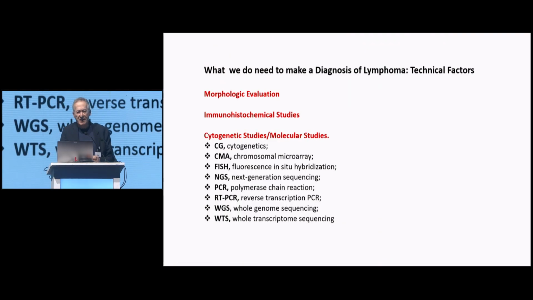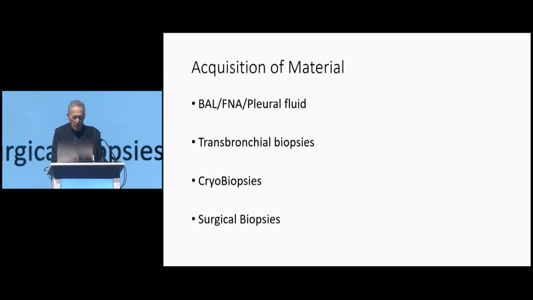To make a diagnosis of lymphoma or lymphoproliferative disease, we need, of course, morphologic evaluation and immunohistochemical study, but nowadays a long list of other investigations, including cytogenetics, chromosomal microarray, FISH, NGS, PCR, and so on. We can acquire material in different ways, from less invasive to more invasive approaches, starting from cytology to surgical lung biopsy.